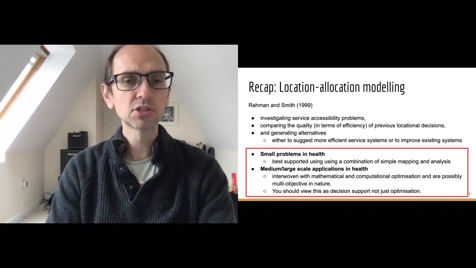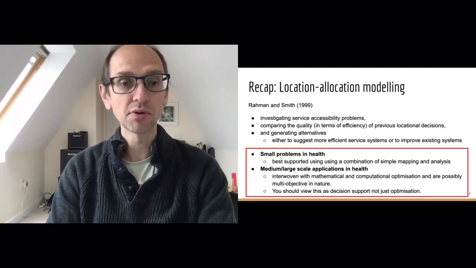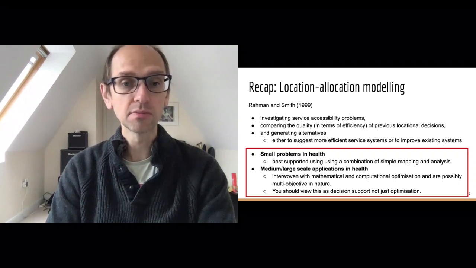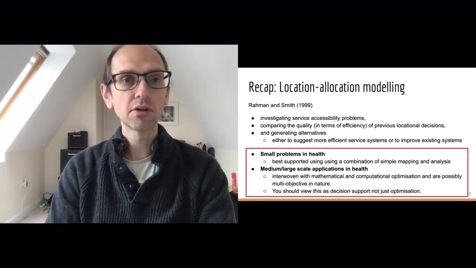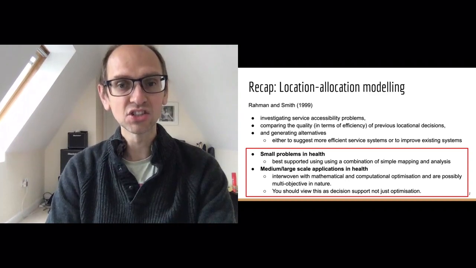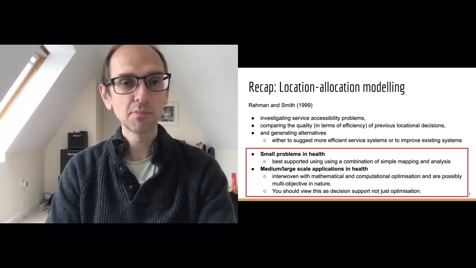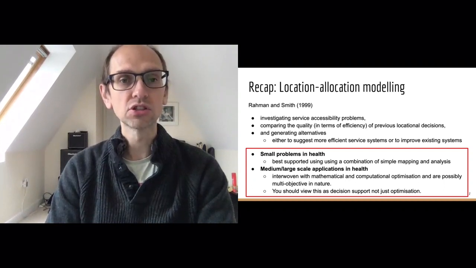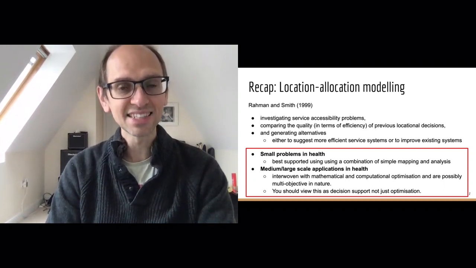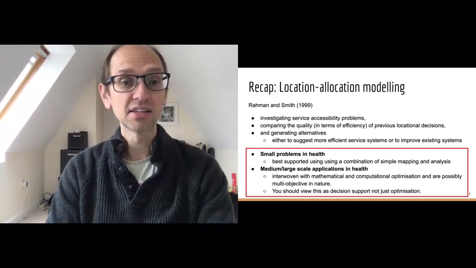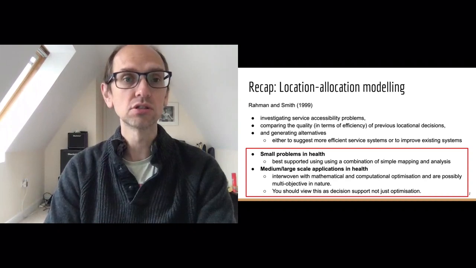But when we get to medium to large scale applications, we need to bring in some optimization theory. There's different ways to do that. Today we're going to look at evolutionary algorithms. But we do need to remember that we are trying to support people's decisions, not just solve an optimization problem. And that's really important to remember all the way through. The optimal solution to your model isn't necessarily the thing that decision makers want to do. They may want to see a variety of good solutions that can help them pick what to do.